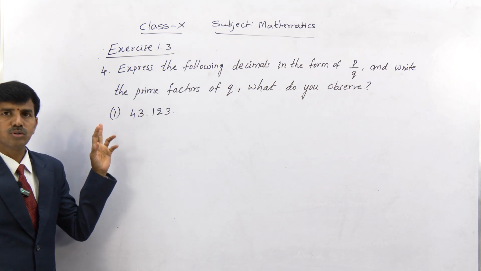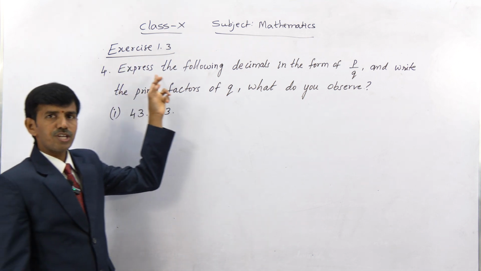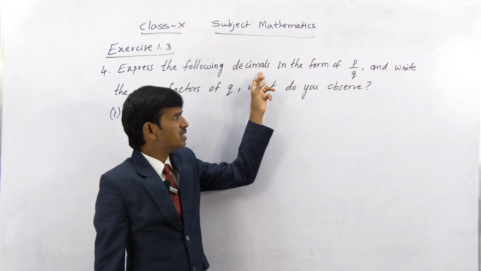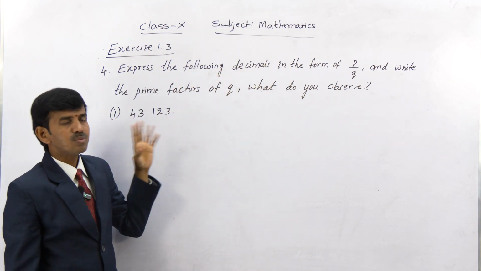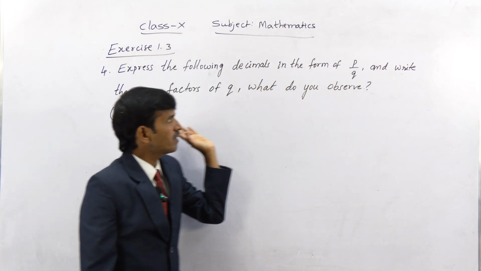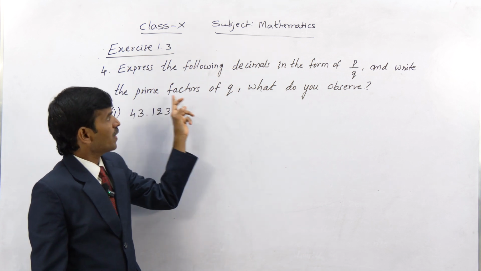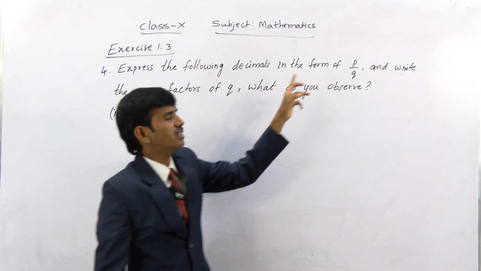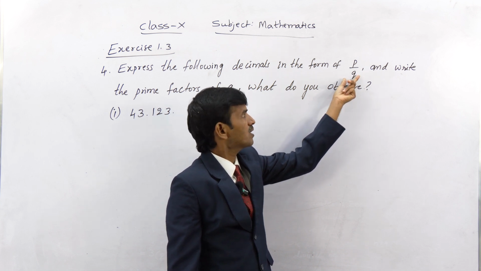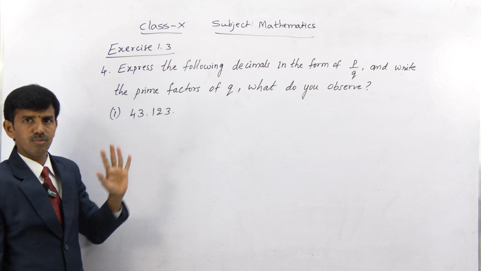So let us see the fourth part from exercise 1.3. What is the question? Let us observe that. Express the following decimals in the form of P by Q. Convert this into fractional form, find the prime factors of Q, and mention what you notice from that.